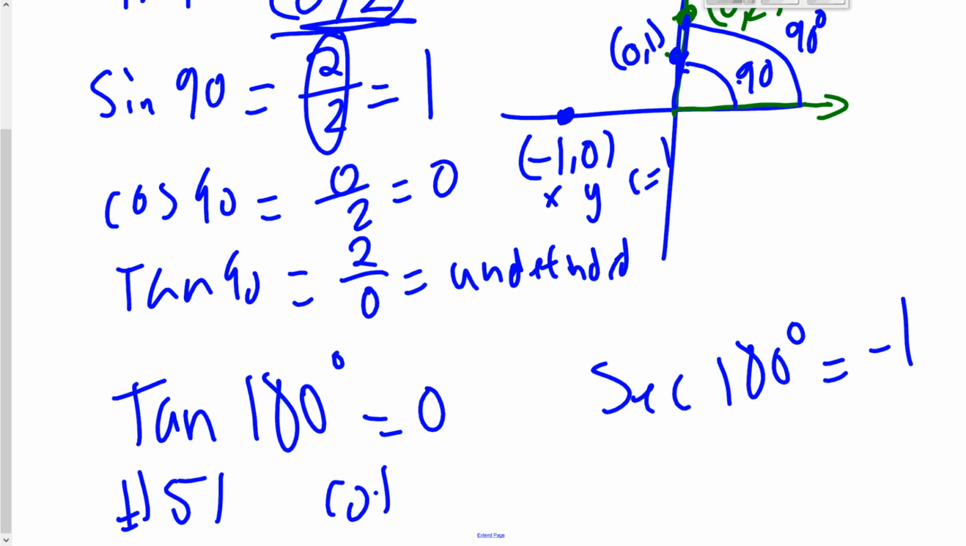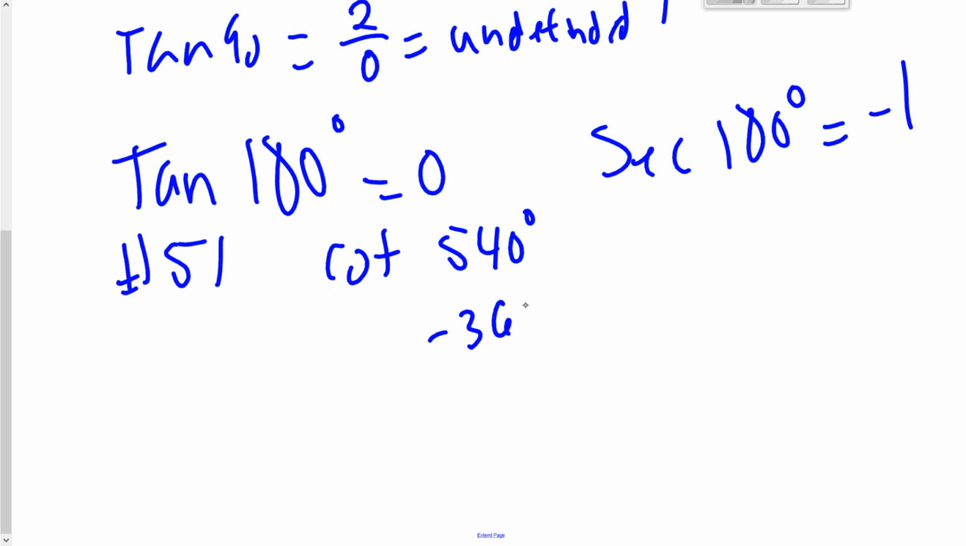51 is cotangent of 540. Well, how many 360s do you have there? So 540 means you go around once. That's once 360, right? So 540 minus 360 gets you to 180. So isn't that just 180? So cotangent of 540 is the same as cotangent of 180, right? Those are coterminals. So that'd be the same as flipping your tangent of 180, which would be undefined.